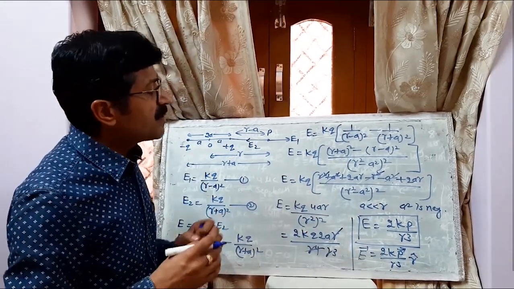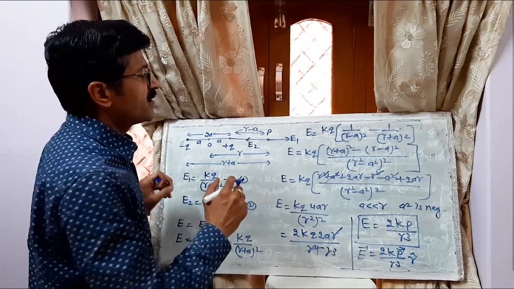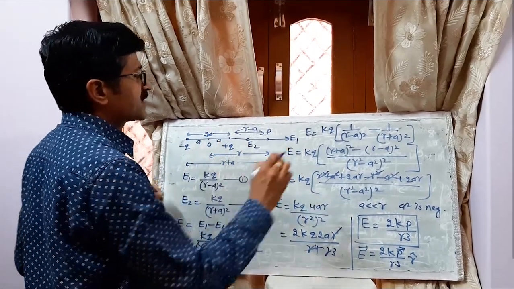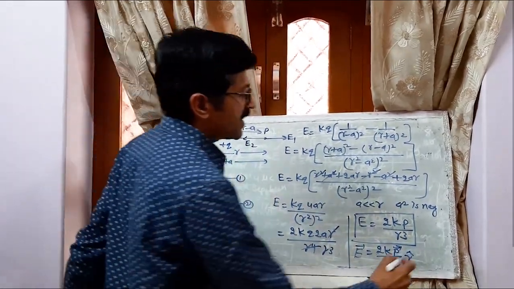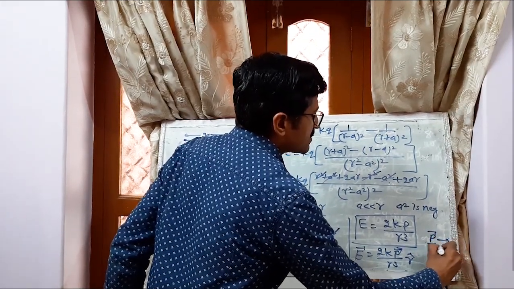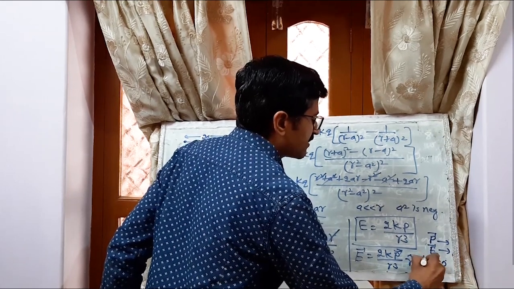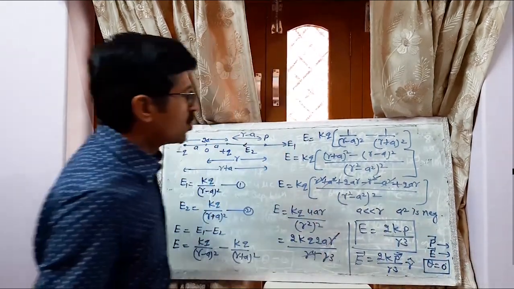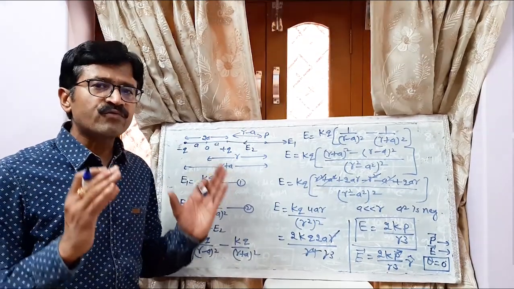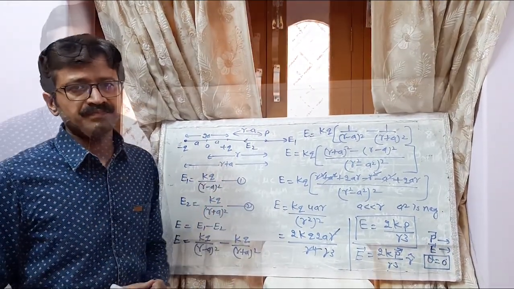Now, what about the electric field intensity in terms of direction? Here, the dipole moment and electric field intensity both are in the same direction. So P vector and E vector are in the same direction, so the angle between dipole moment and electric field intensity will be 0. This is about electric field intensity on the axis of the dipole.